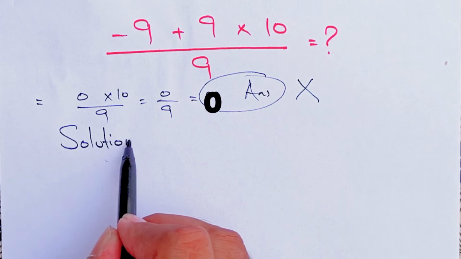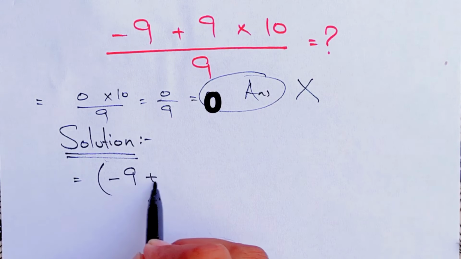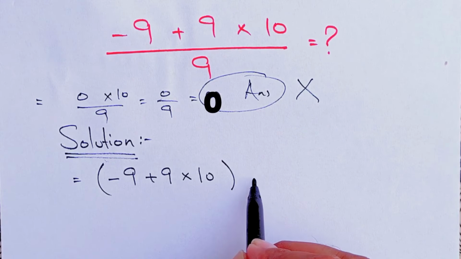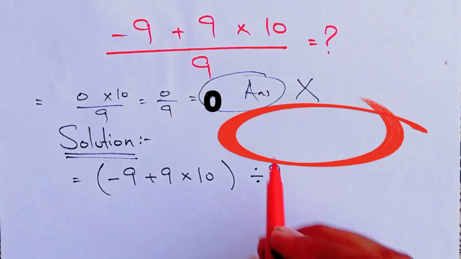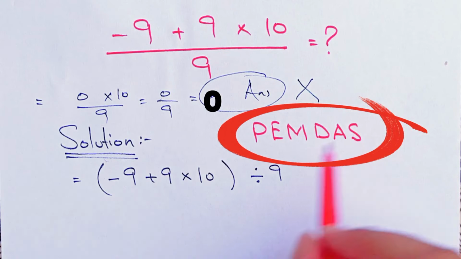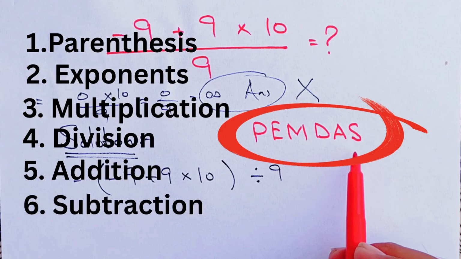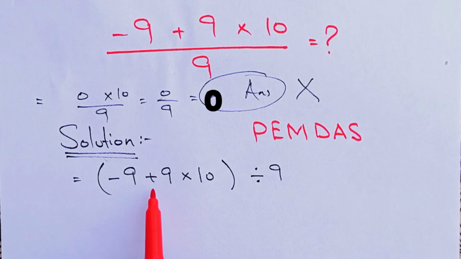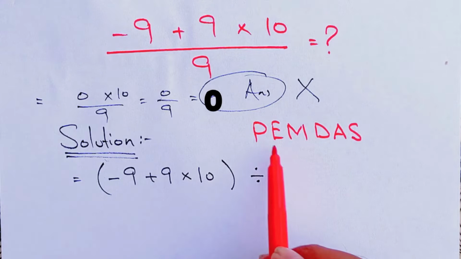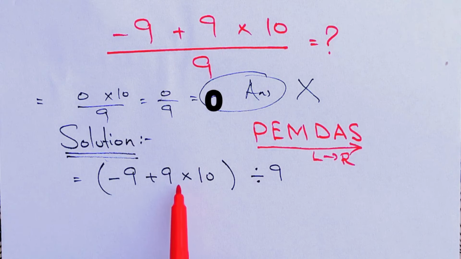Now our correct path for this fraction can be written as (-9 + 9 × 10) divided by 9. And now, according to the order of operations, which is PEMDAS, first we do parentheses, then exponents, then multiplication and division, and finally addition and subtraction. So here, first we have to handle this parenthesis. We take this PEMDAS from left to right, and inside this parenthesis we have an addition, a subtraction and one multiplication.